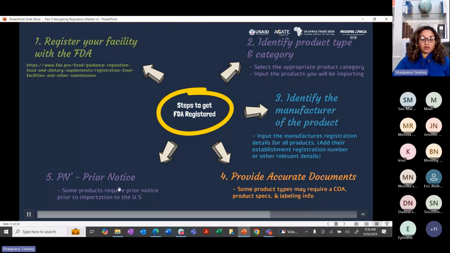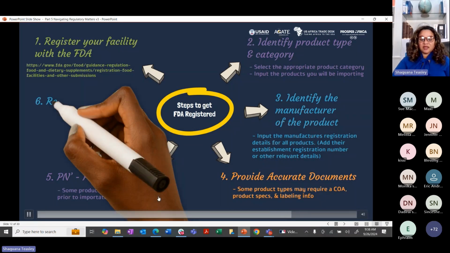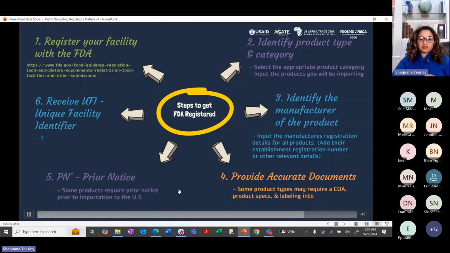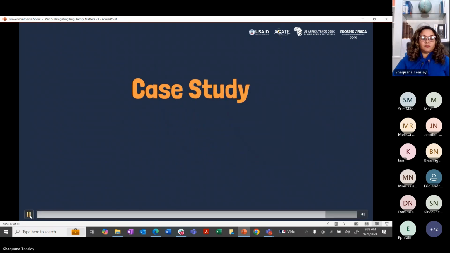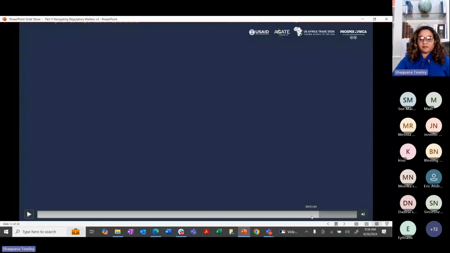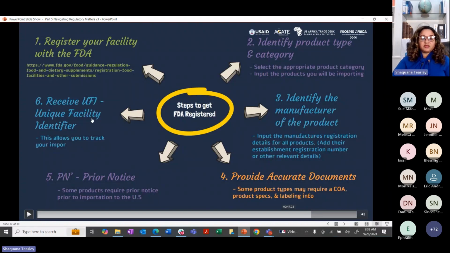Next, prior notice. Some products require prior notice to import into the United States. If that's the case, you have to get notice. Number 6, go back. I want to make sure you get that. Number 6, receive your UFI, your unique facility identifier. This allows you to track your import.